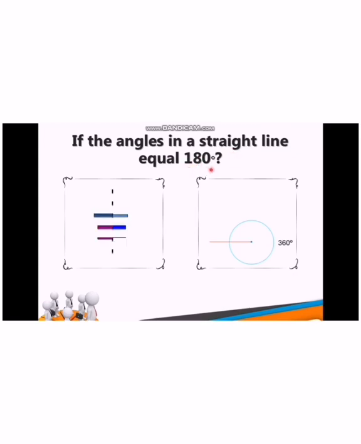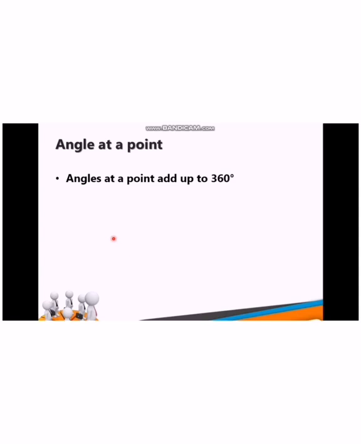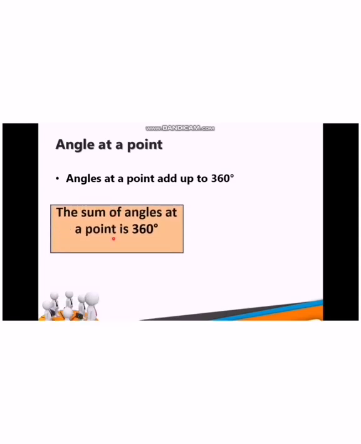Let's have another solution. We take the right side and the left side of the line. On the right side we have a 180 degree angle, and on the left side we also have a 180 degree angle. When we add these two 180 degree angles, we get 360 degrees. Angles at a point add up to 360 degrees. The sum of the angles at a point is 360 degrees.